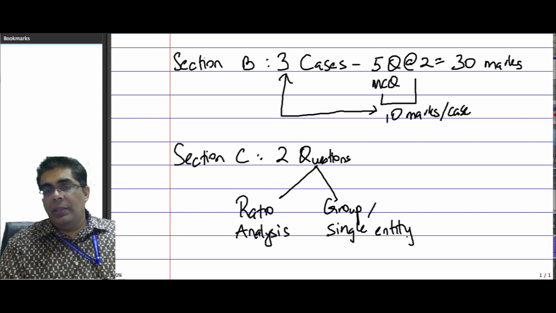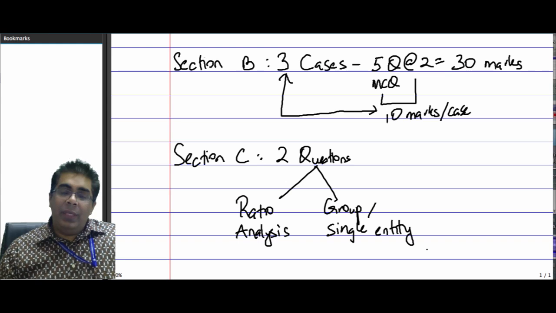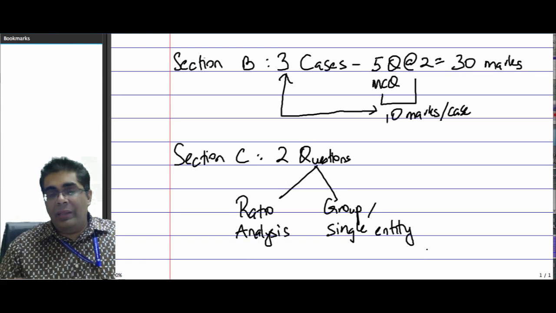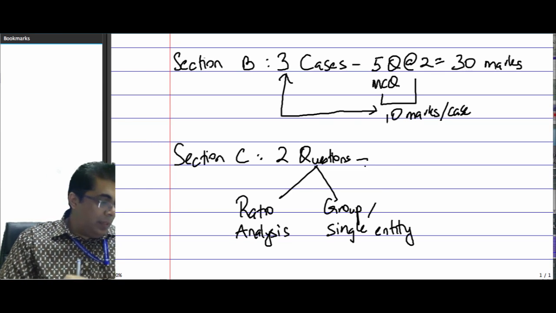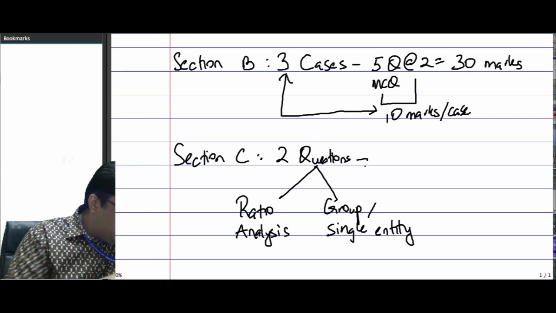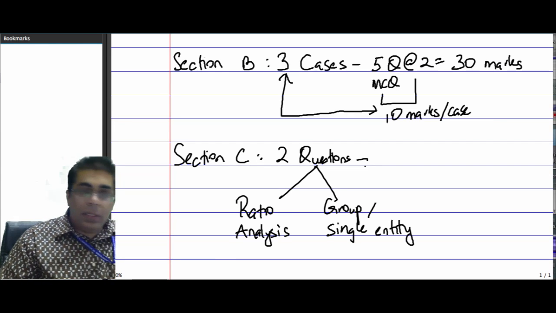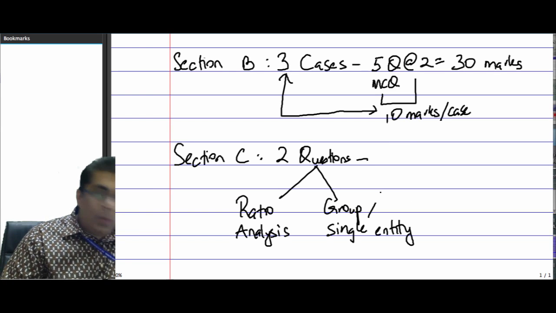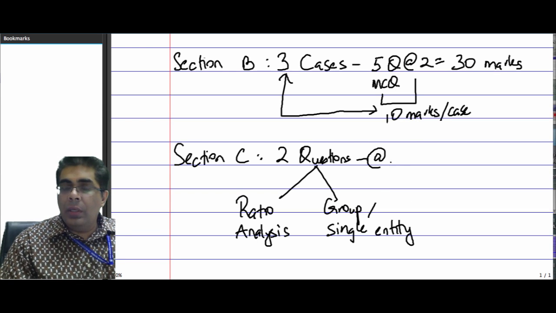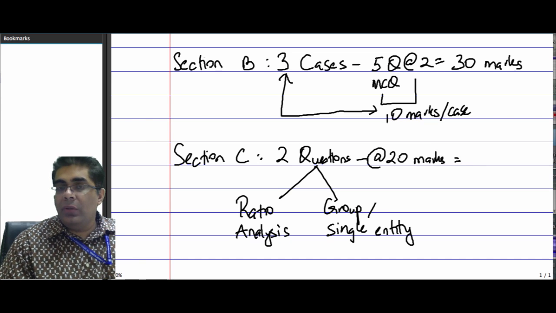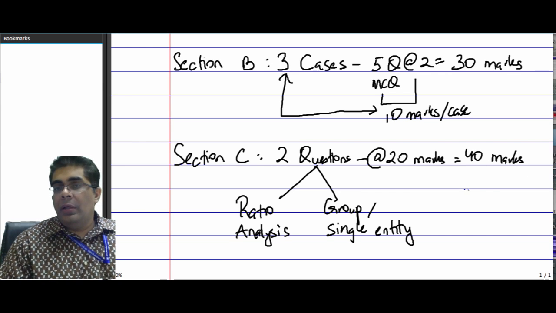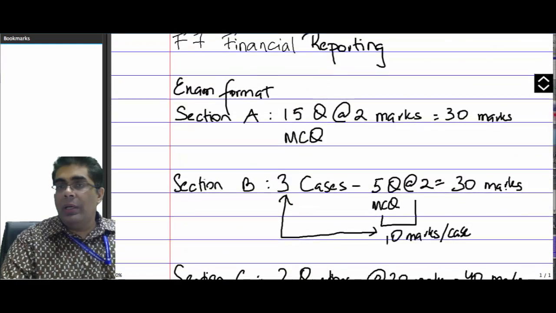Single entity question meaning you will be asked to prepare the SOPL, the SOFP, and the SOCE, of course. So these two questions, each question is 20 marks, so that gives you a total of 40 marks. And that adds up to your 100 marks.